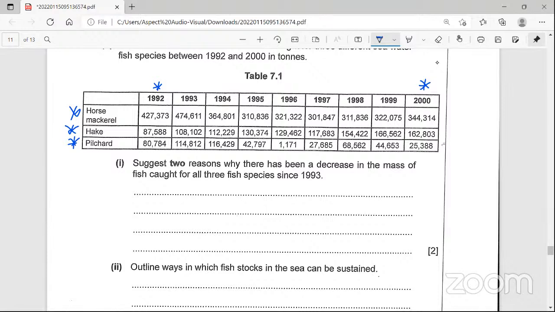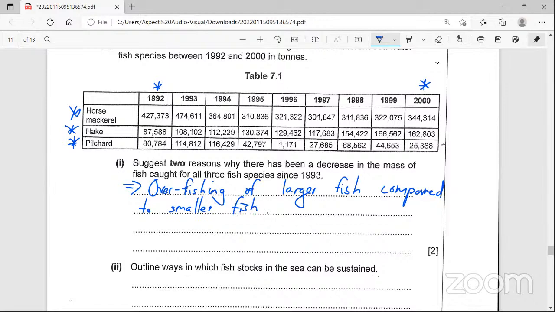So how do we explain that? Overfishing. Overfishing of what? Of larger fish. Come again? How do we know that they're big? Because we're measuring mass. So it means that we could be just catching the ones that are larger and leaving the ones that are smaller. Are we together? What else?